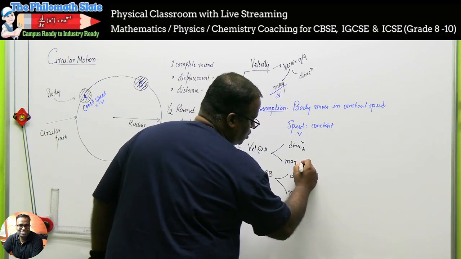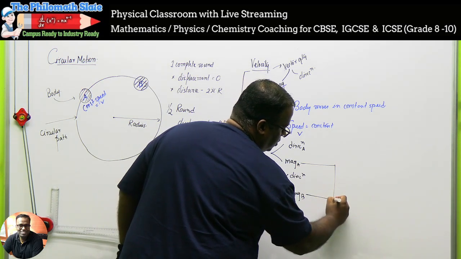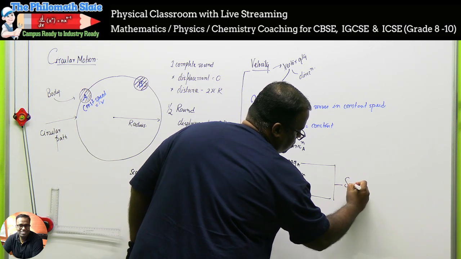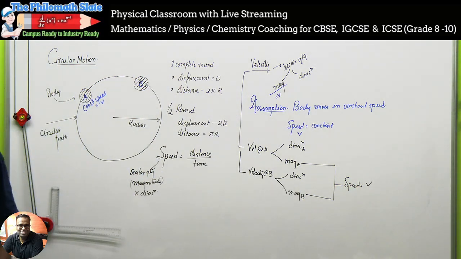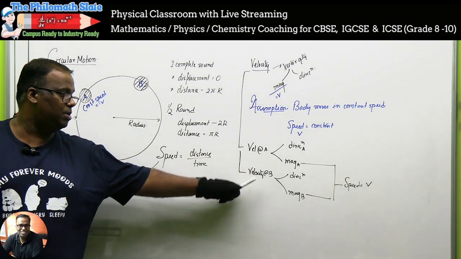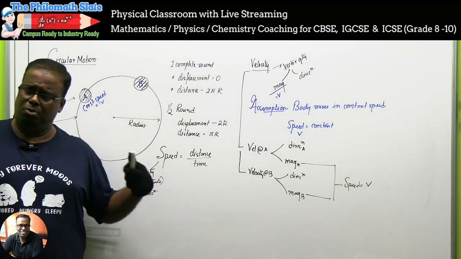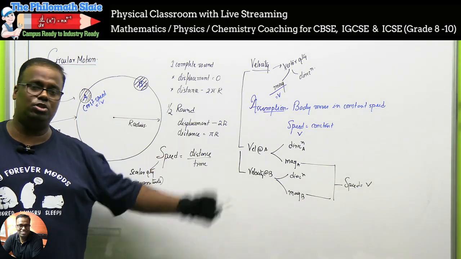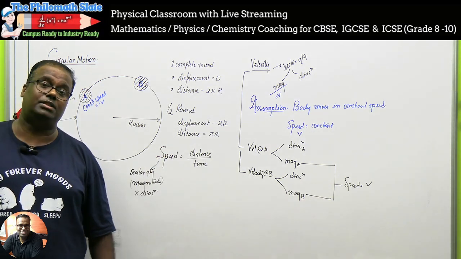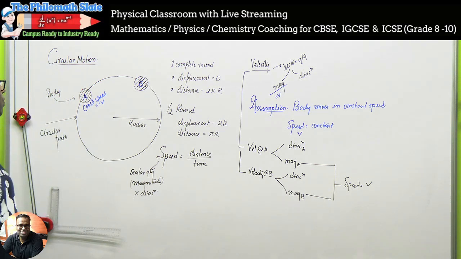Now the magnitude in both the cases will be the same, and this will be equal to the speed, which is equal to v. Have you understood this part or not? Because the body is moving with a constant speed, its magnitude at any position will be the same, but the direction changes. How do you find the direction?